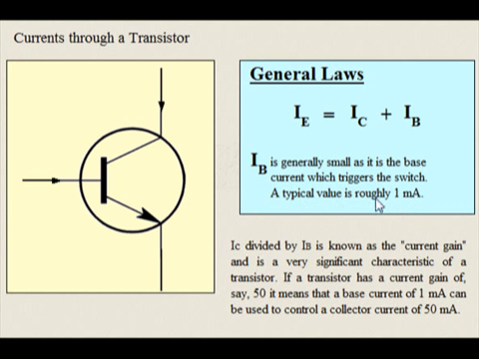IC divided by IB is known as the current gain, and is a very significant characteristic of a transistor. If a transistor has a current gain of, say, 50, it means that a base current of 1 milliamp can be used to control a collector current of 50 milliamps.